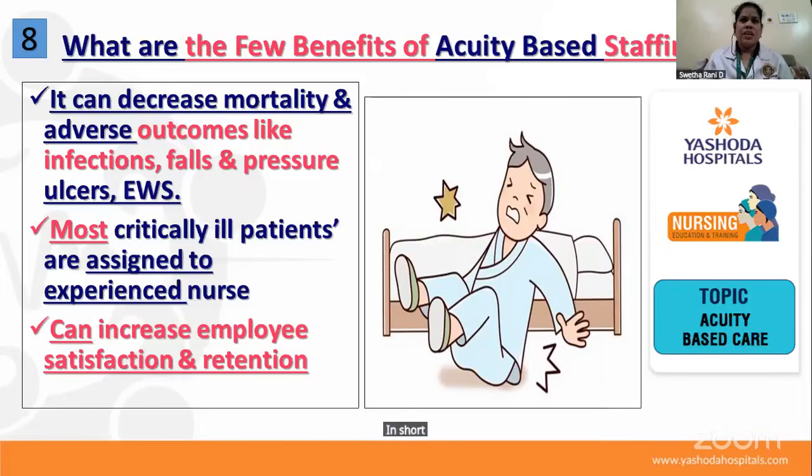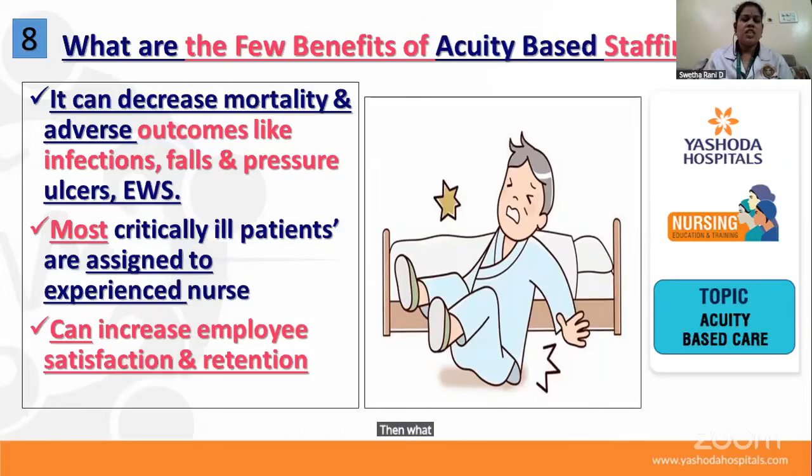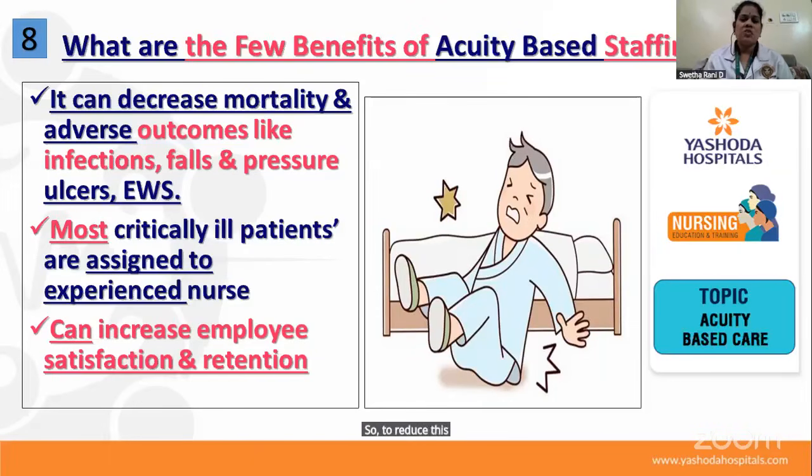For example, ma'am, if we have a patient with tracheostomy and every day we are giving the same nurse to the patient, then what happens is the nurse, because of repeated suctioning, might also develop an upper respiratory tract infection. So she feels very bad, like only I am being overburdened, only I am being given the extra patients, extra care is given to me only. And junior nurses have to do other works. So to reduce this, acuity of patient care is very much essential, ma'am.